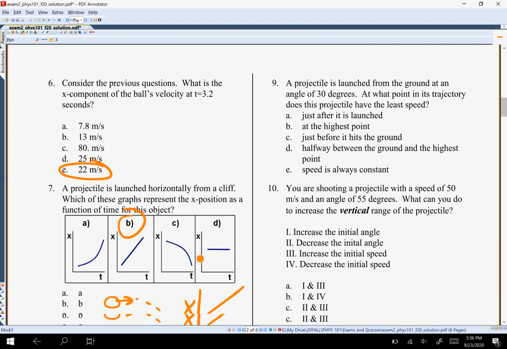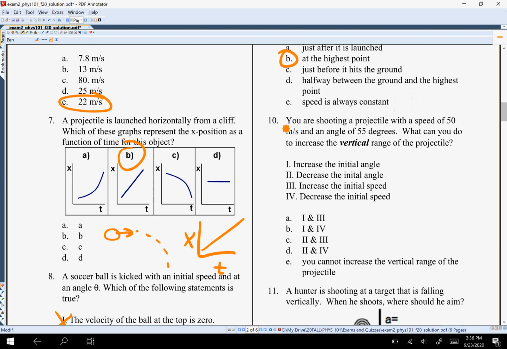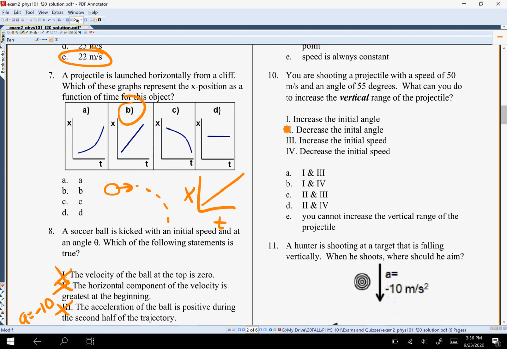All right, a projectile is launched from the ground at an angle of 30 degrees. At what point in its trajectory does this projectile have the least speed? Okay, the least speed is at the highest point, for the reasons we've already said in the previous question. You are shooting a projectile with a speed of 50 meters per second at an angle of 55 degrees. What can you do to increase the vertical range? Two things you can do. You can increase the angle and increase the speed. Either one of those will increase the vertical range of that object.